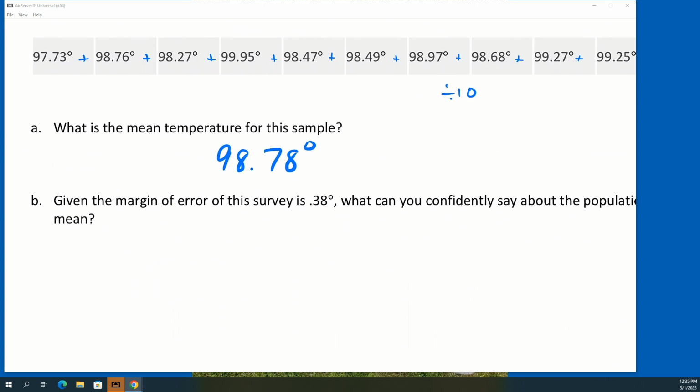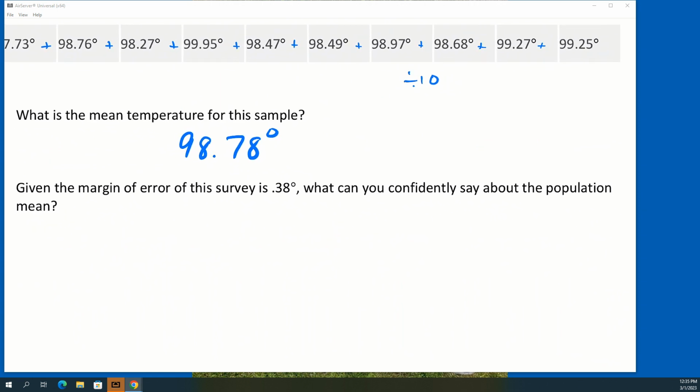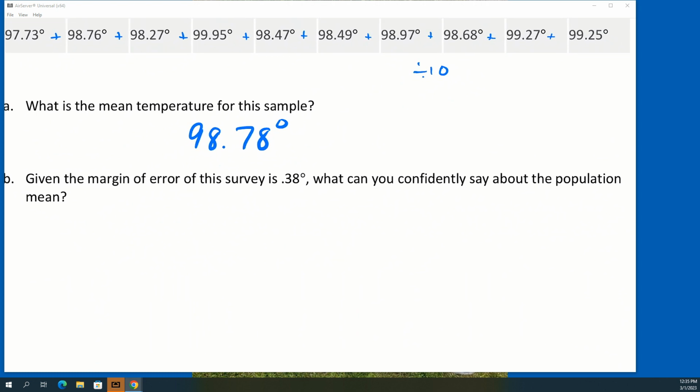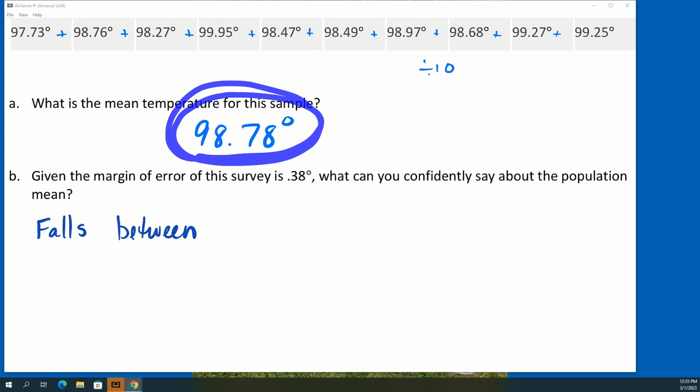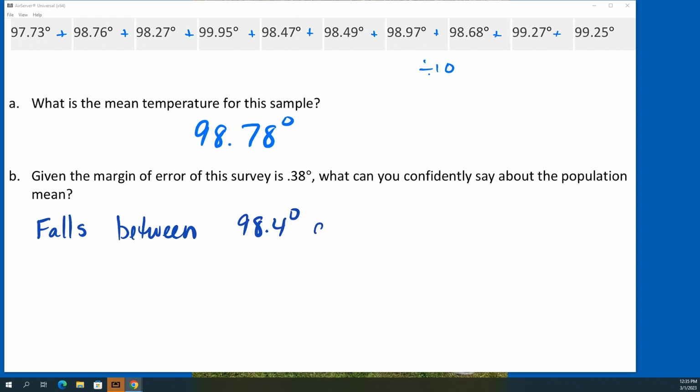Right, and then B says that given the margin of error of this survey is 0.38 degrees, what can you confidently say about the population mean? So we would say that it falls between, and then we'll take that mean that we got, 98.78 degrees, and subtract 0.38 from it. And it's going to give us 98.4 degrees. And we would take that mean and we would add the margin of error to it, and that would be 99.16 degrees Fahrenheit.